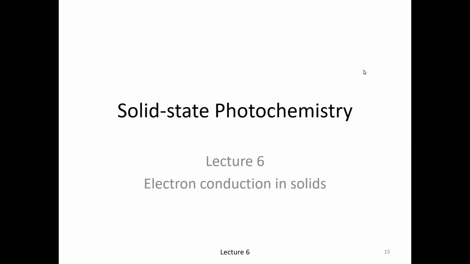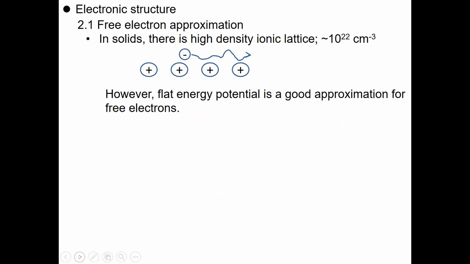So in this lecture 6, we are going to think about the electron conduction in solids. So basically, how electrons can move around under the atmosphere of the positive lattice. Okay.